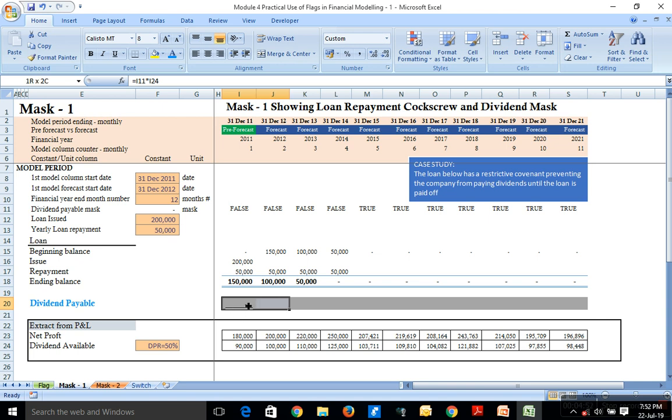Extend this to the right, shift forward arrow key, Control R, then boom, you see that for this year the dividend payable is nil because loan repayment is ongoing. When loan repayment is nil, dividend appears. So that is how to use mask in modeling.